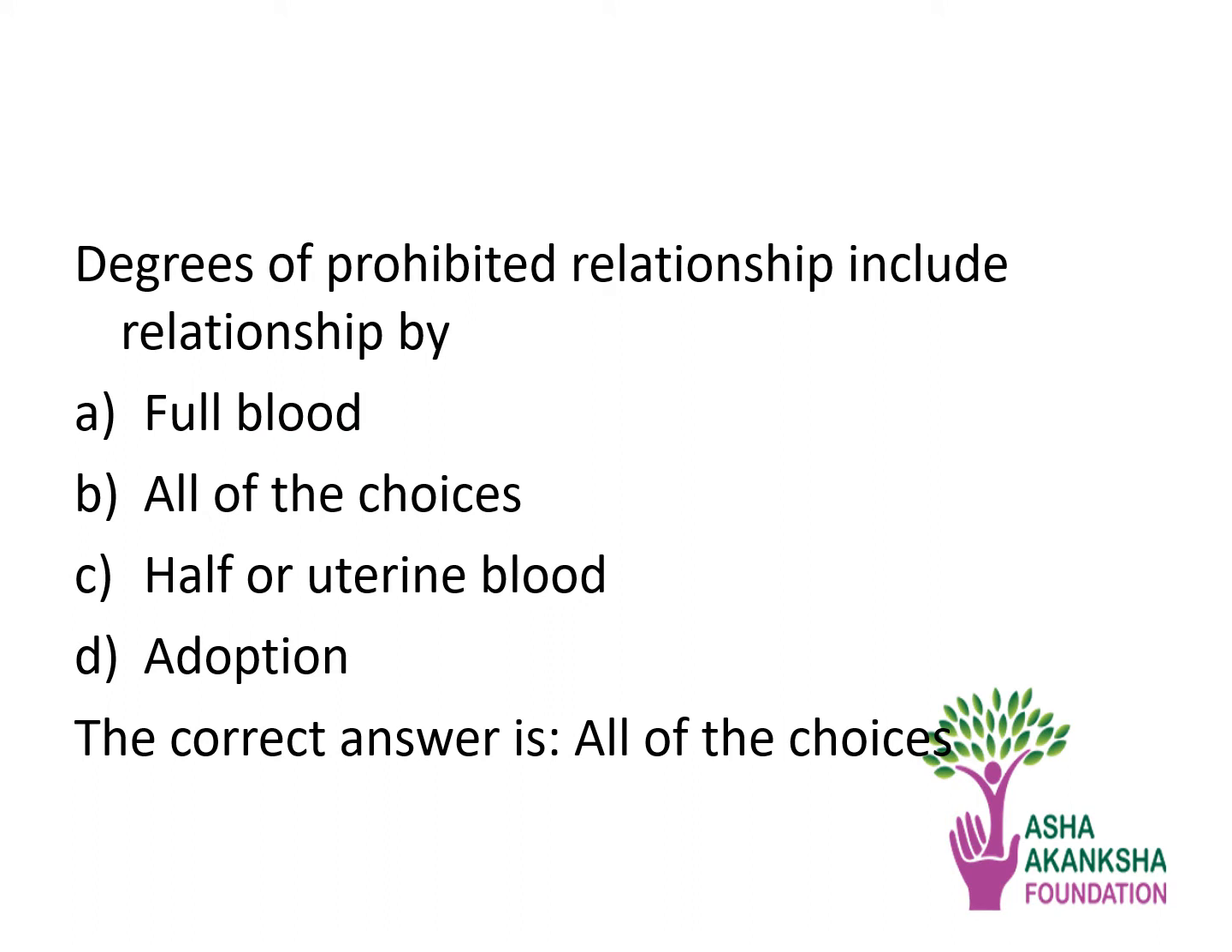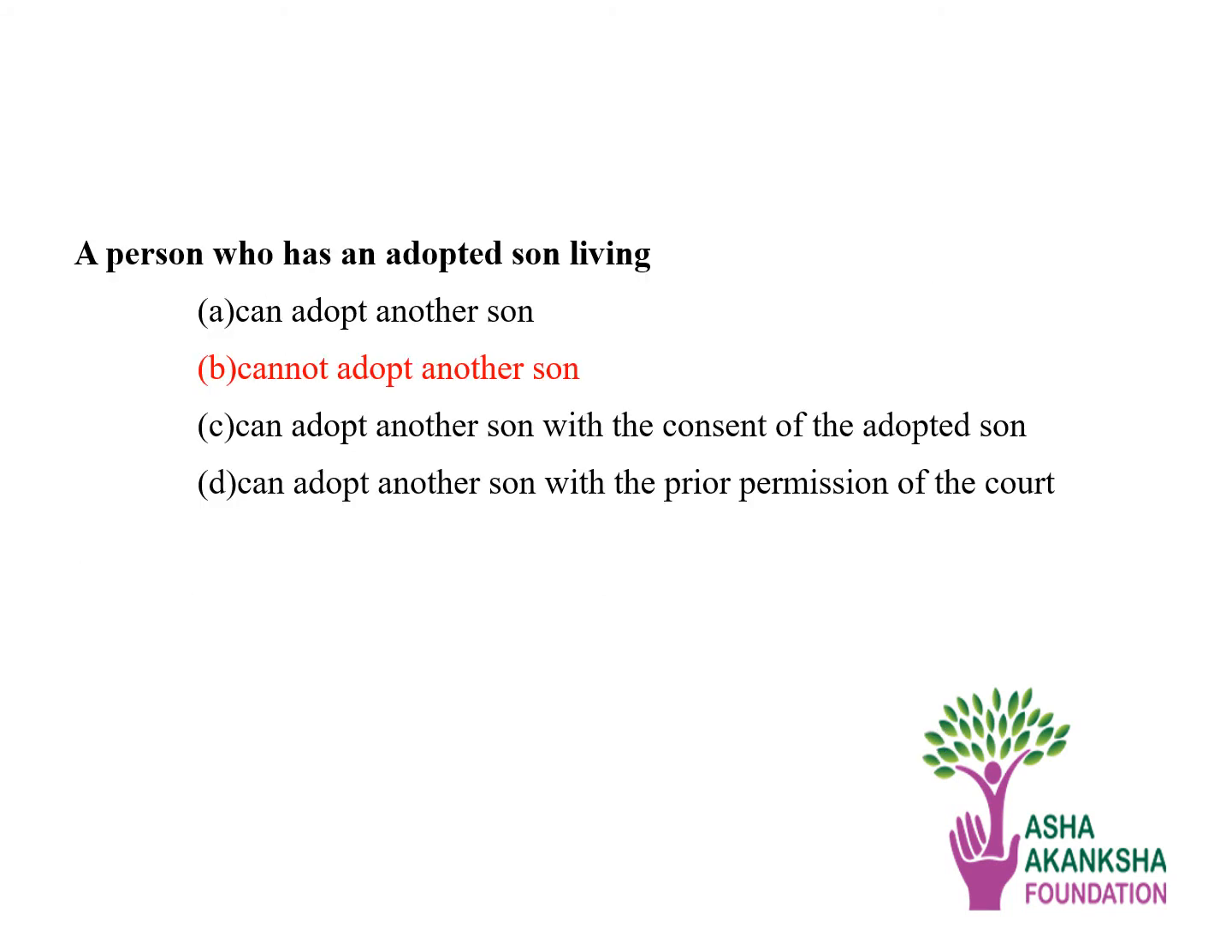Next question. Degrees of prohibited relationship include relationship by, the correct answer is all of the above, because it includes full blood also, half or uterine blood, or adoption. Next question. A person who has an adopted son living cannot adopt another son. So this will be the correct answer.